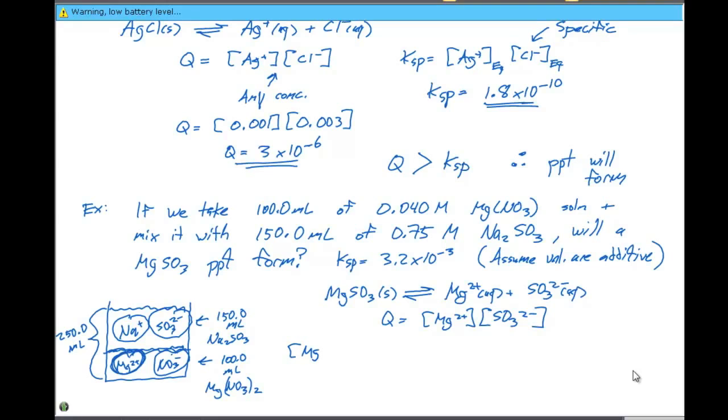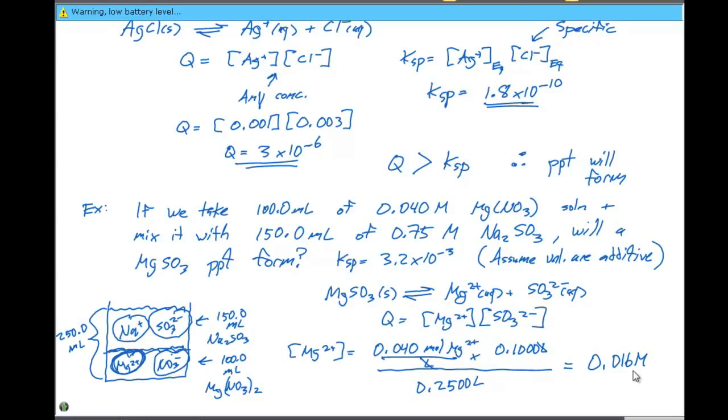Our concentration of our magnesium 2+ is going to equal the moles of magnesium 2+, which we can calculate by taking 0.040 moles of Mg2+ per liter times 100 milliliters, which would be 0.1000 liters. And this is going to be divided by the total volume, which in this case is 250 milliliters, or 0.2500 liters. The liter units cancel up here in the numerator, so we have moles of Mg2+ divided by liters of solution, and this is going to give us a concentration of Mg2+ of 0.016 molar.